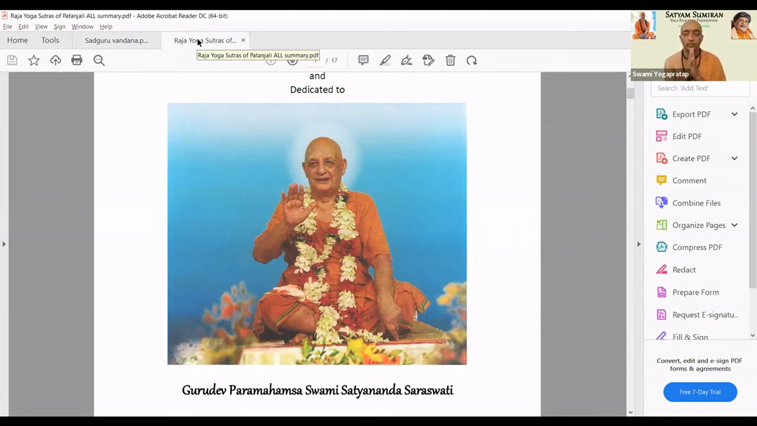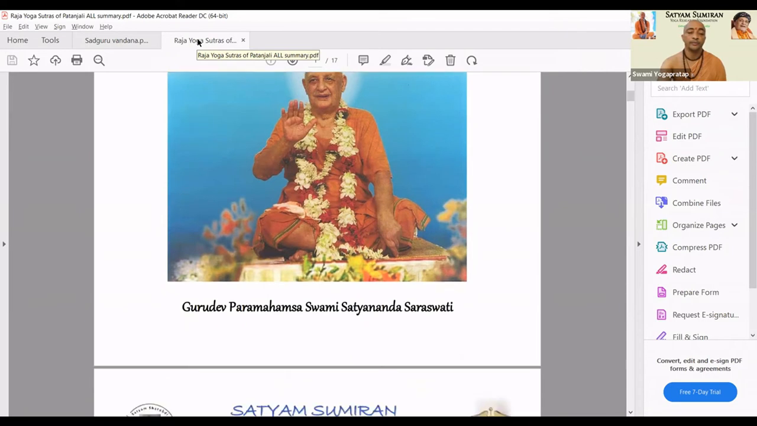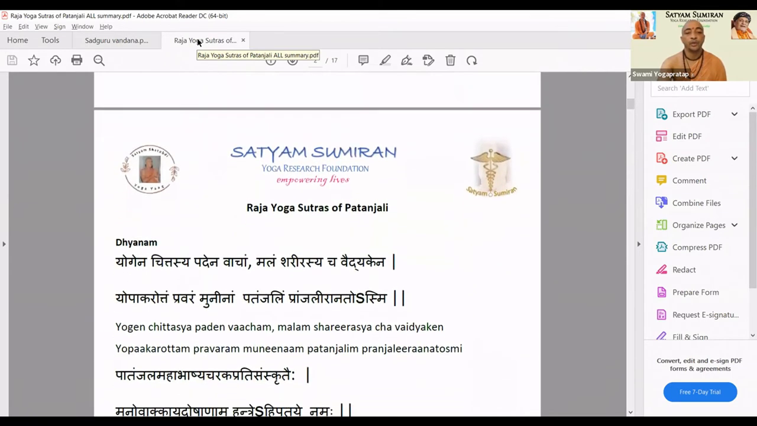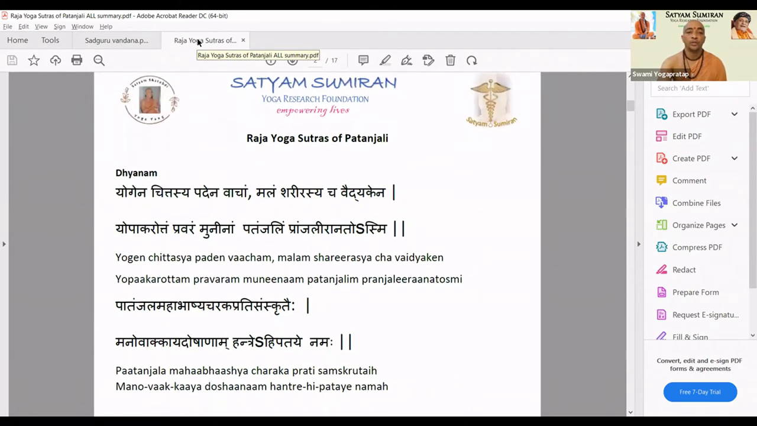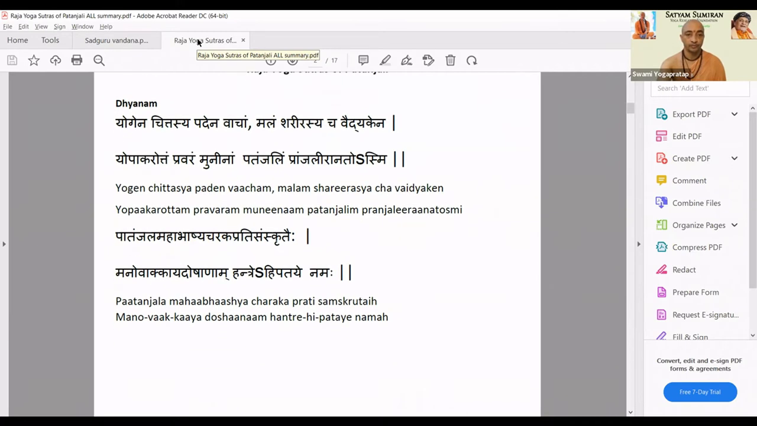Offering pranam to Guru. Take his blessings so that we can walk the path towards self-improvement, self-enhancement, and culminate in self-realization, one life or the other. Now we move ahead and invoke the blessings of Maharshi Patanjali by the Dhyana Mantras dedicated to Maharshi Patanjali.